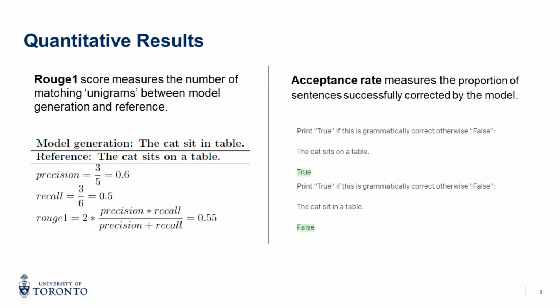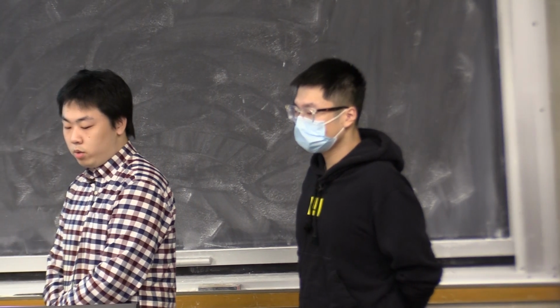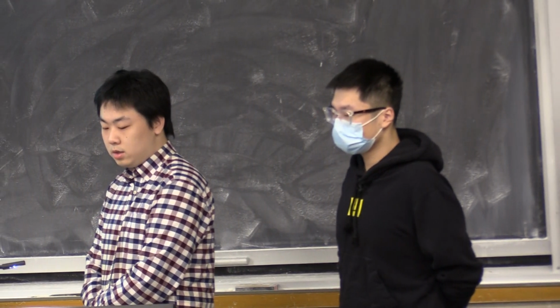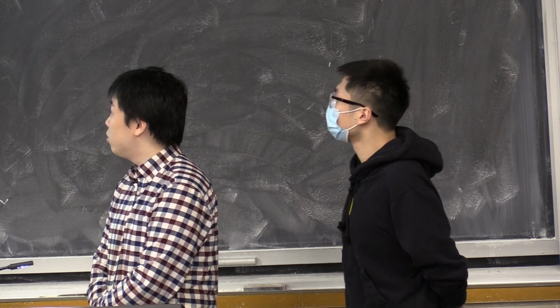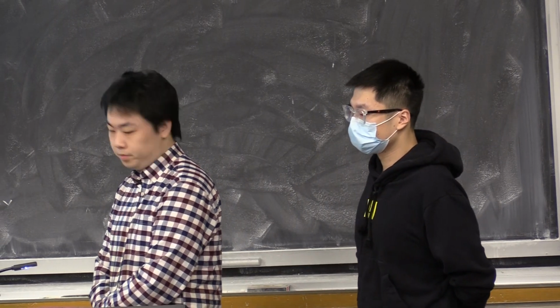For quantitative results, we have 2 kinds of measurements, ROUGE-1 score and acceptance rate. ROUGE-1 score reflects the similarity between the output and the label. We calculate the precision and recall based on the generation and the references, and the ROUGE-1 score is the F1 score of the precision and recall. For acceptance rate, we use the GPT-3 OpenAI playground and design a prompt for GPT-3 to decide whether our model generation is grammatically correct or not, and calculate the proportion of sentences successfully corrected by the model.